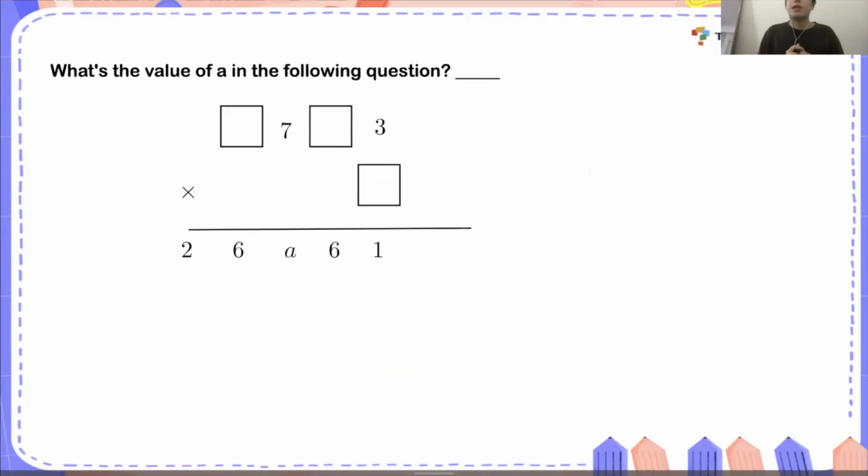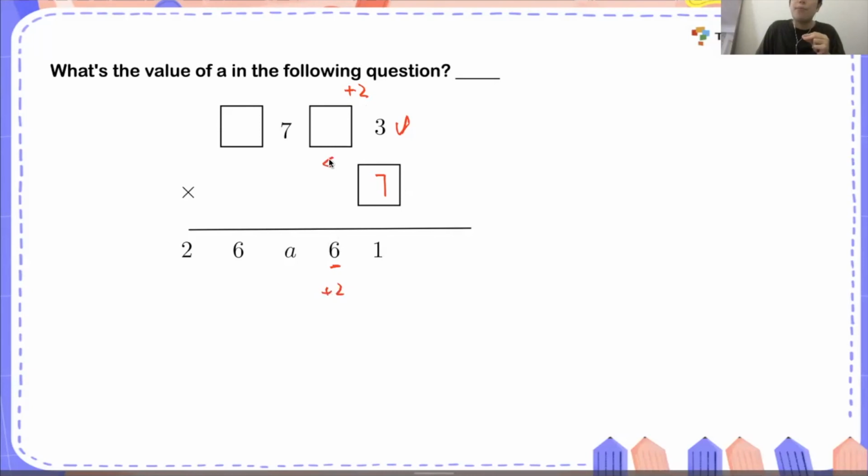For this question, we can still analyze from the last digit. So 3 times which number will have a result ending with 1? We only have one option, okay? That is 7. 3 times 7, we have a result ending with 1. And we should carry 2 on the next digit. And if we carry 2 on the next digit, we have a result ending with 6.